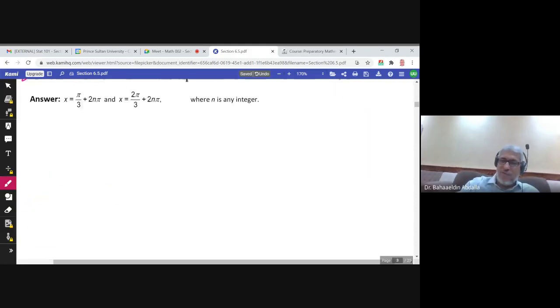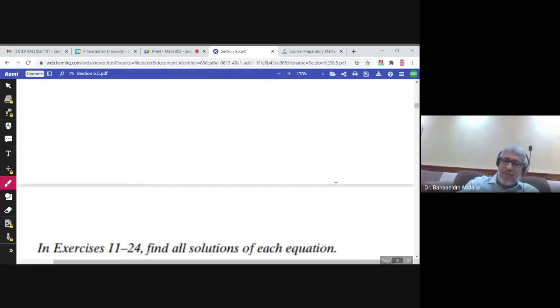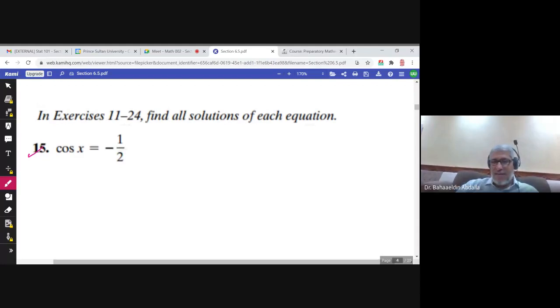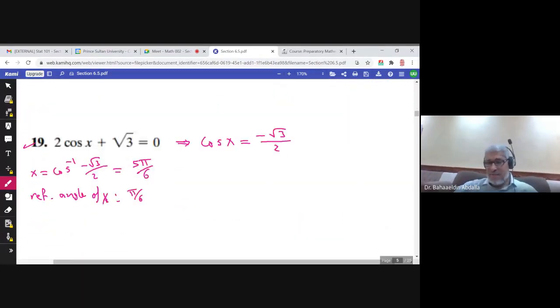Well, we solved this here. We have pi over 6, 5 pi over 6, 7 pi over 6, 11 pi over 6. The reference angle is pi over 6 for all of these four angles. But here in this question, we have cosine, and cosine is negative here and here. So the answer would be 5 pi over 6 and 7 pi over 6.